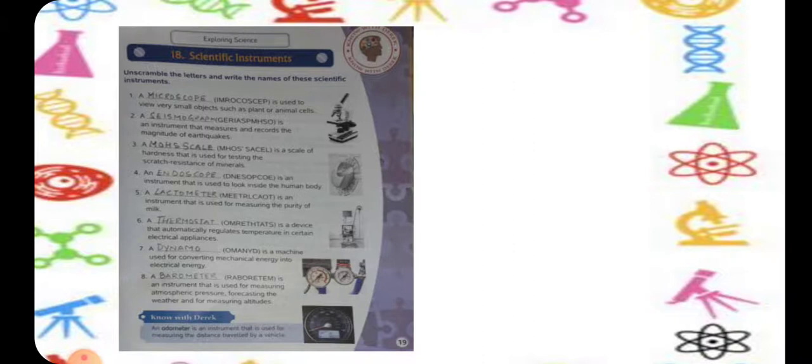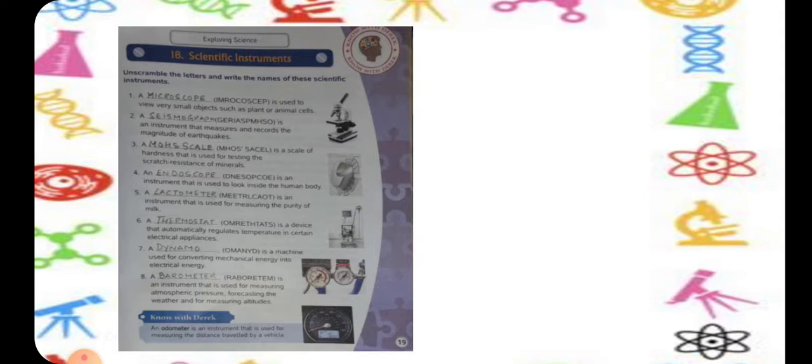Here are some puzzled words. Unscramble the letters and write the names of these scientific instruments. So we have to write the names of these instruments which are in a puzzled way. So we have to solve it and we have to write the correct word.